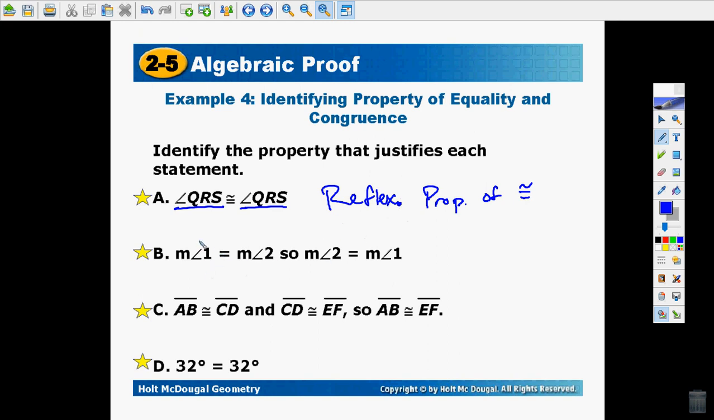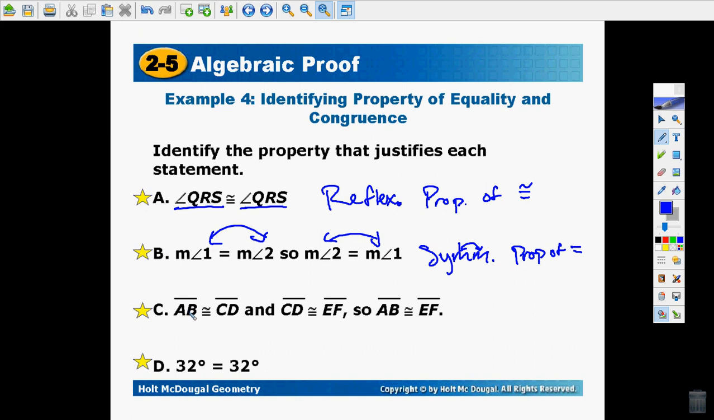Next one, the measure. We're talking about measures, so it must be an equal sign. So some property of equality now. Angle 1 is equal to angle 2, so that means angle 2 is equal to angle 1. It's not changing anything but the order. When we change the order, that's the symmetric property, because we can change the order of the m's and it's still the word symmetric.